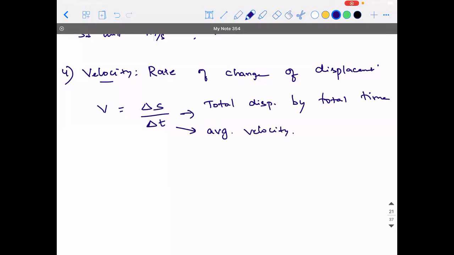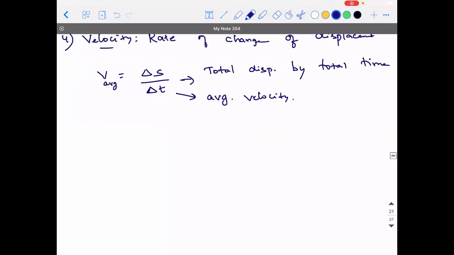Okay, so average velocity means you will always calculate the slope. We write it as V average. Secondly, you have instantaneous velocity, the velocity at a particular instant, which is given by ds by dt. Okay, this is called instantaneous velocity.